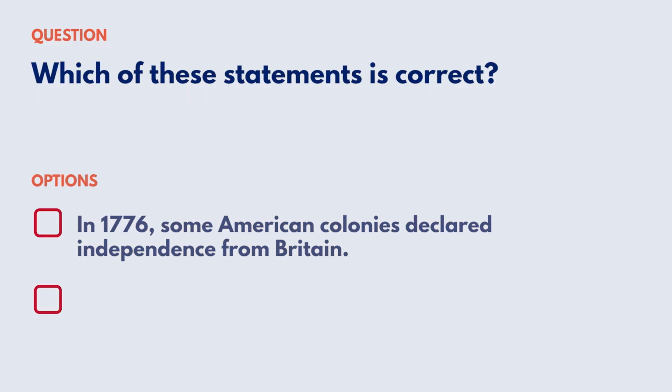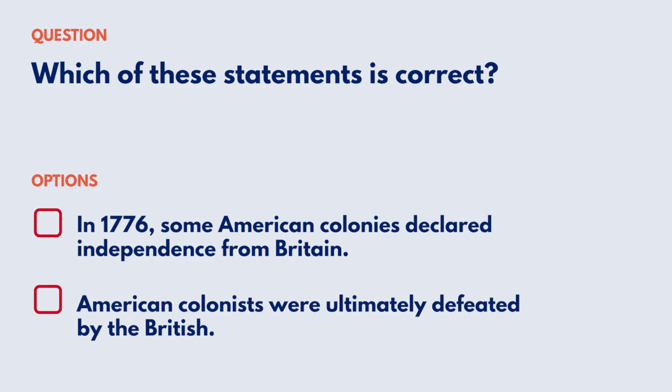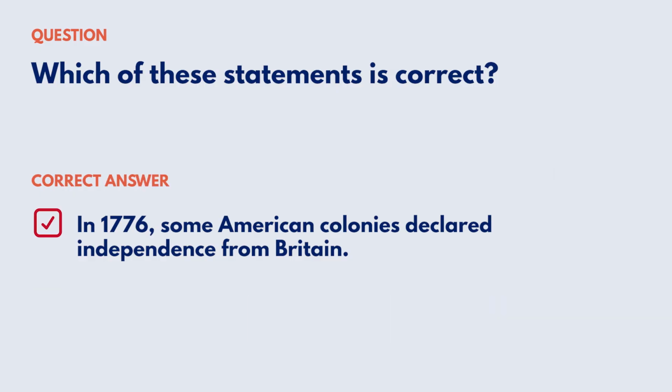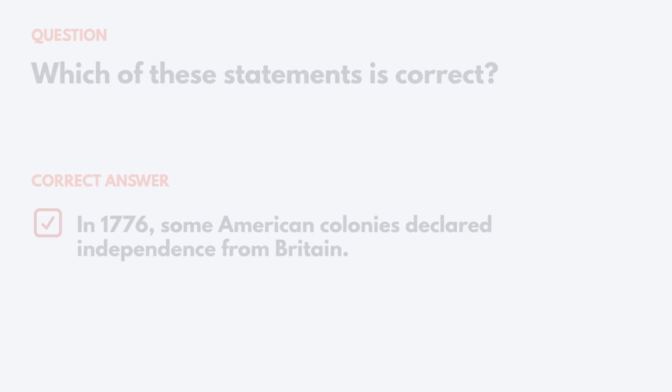Which of these statements is correct? In 1776, some American colonies declared independence from Britain. American colonists were ultimately defeated by the British. Correct answer. In 1776, some American colonies declared independence from Britain.